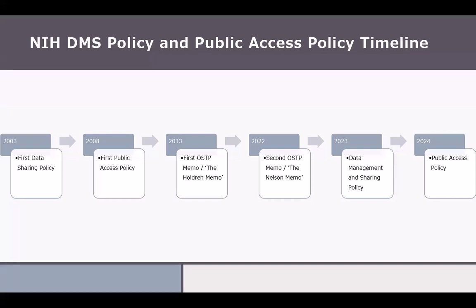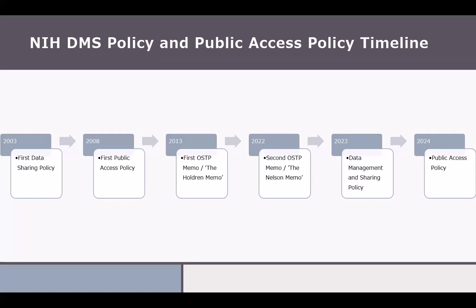And this policy required that all NIH-funded peer-reviewed articles be freely available after a maximum embargo of just 12 months. 10 years later, we get a second OSTP memo release called the Nelson Memo. This was an increased push to enhance public access of federally funded, peer-reviewed scholarly publications.